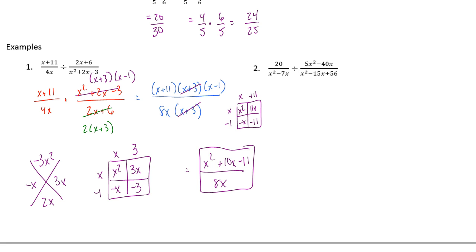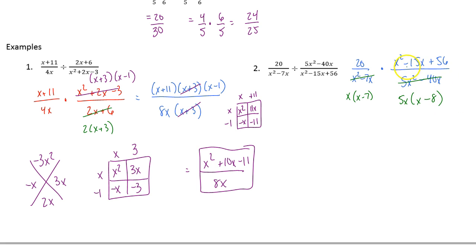So let's try another one. Now with number 2, again, the first step is always change this to a multiplying problem. So we're going to change this to be 20 over x squared minus 7x times, we're going to take the reciprocal, so it would be x squared minus 15x plus 56 over 5x squared minus 40x. I always look for a GCF first, and I can see that the denominators have greatest common factors. This has a greatest common factor of x. This one has a greatest common factor of 5x.